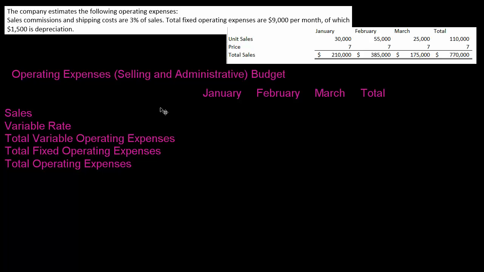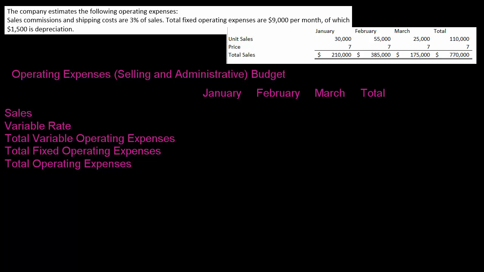So again, we're working with the Paper Airplanes International problem. If you want to download that problem, you can click the link in the description for this video, and that'll take you to where you can download the entire problem. All right, so when we're dealing with selling and administrative expenses or operating expenses, there's a variable component, so you're going to have total variable expenses, and then you're going to have fixed expenses.